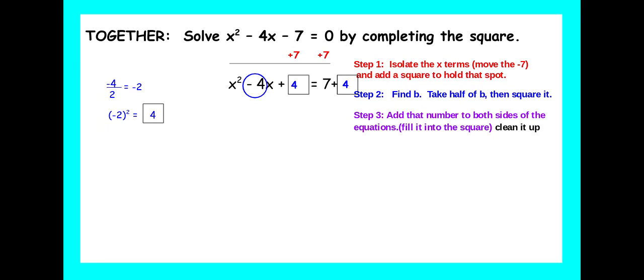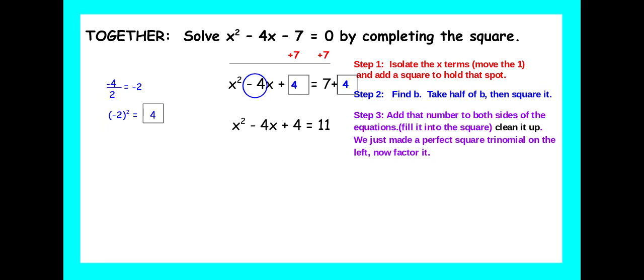Okay, and now we're just going to clean up the equation, just make it look nicer. So I'm just going to rewrite it. I'm going to keep it as x squared minus 4x plus 4. And now on the right-hand side, I'm going to add my 7 and 4 and get 11. Now what we just made on the left-hand side is something called a perfect square trinomial. And it's factorable. That's what we were doing. We're purposely making it factorable.